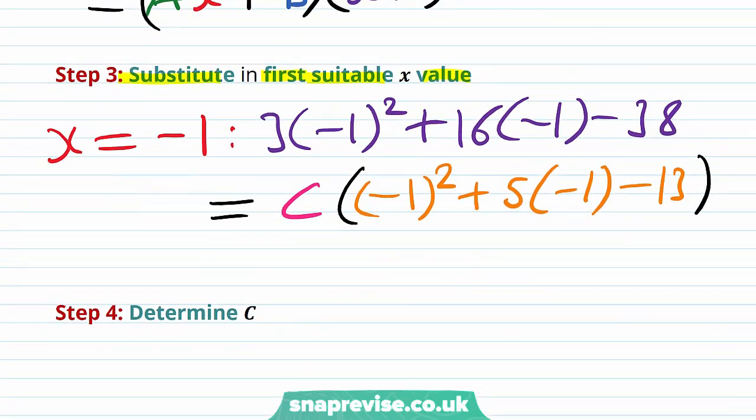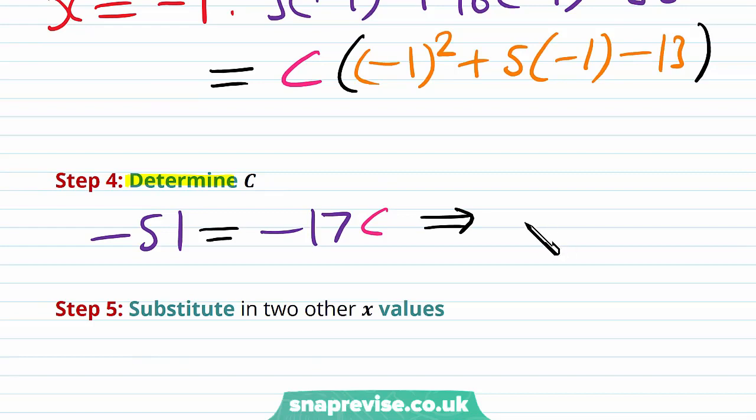Our fourth step is to determine c. The left-hand side, when we work it out, comes to minus 51, and the right-hand side comes to minus 17c. And therefore, by dividing, we get c equals 3.